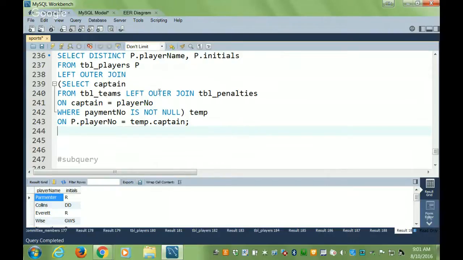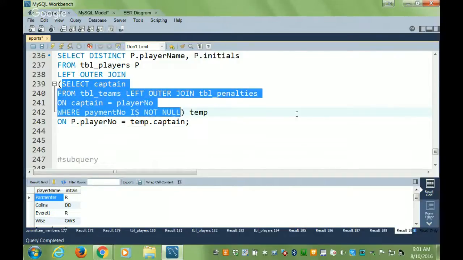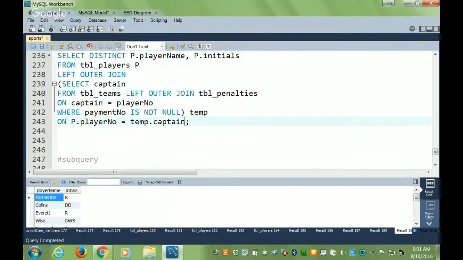Take this, take from teams, do a left outer join. Because this one, we've already tested it. This does give me the captains, the numbers 6 and 27. And then I say join it with the other table. Oh, you know what? Oops. All records of the first table are joined with the second, but I only want to show what?